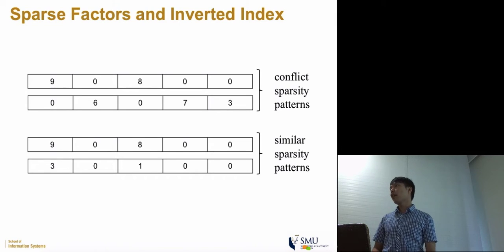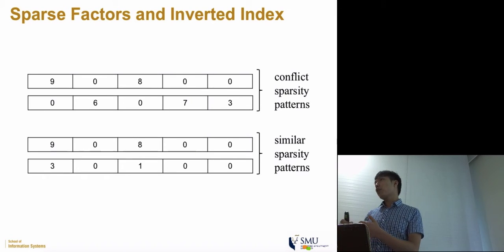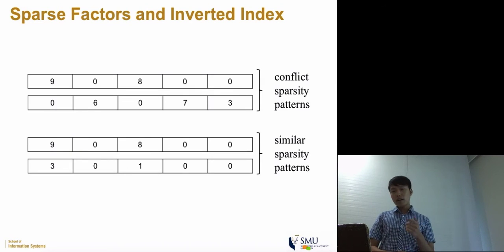Okay. So imagine that an irrelevant item for one user is when the inner product between the user vector and that item vector is more or less 0. So removing irrelevant items means that you try to remove the vectors which have a conflicting sparsity pattern with the user vector.